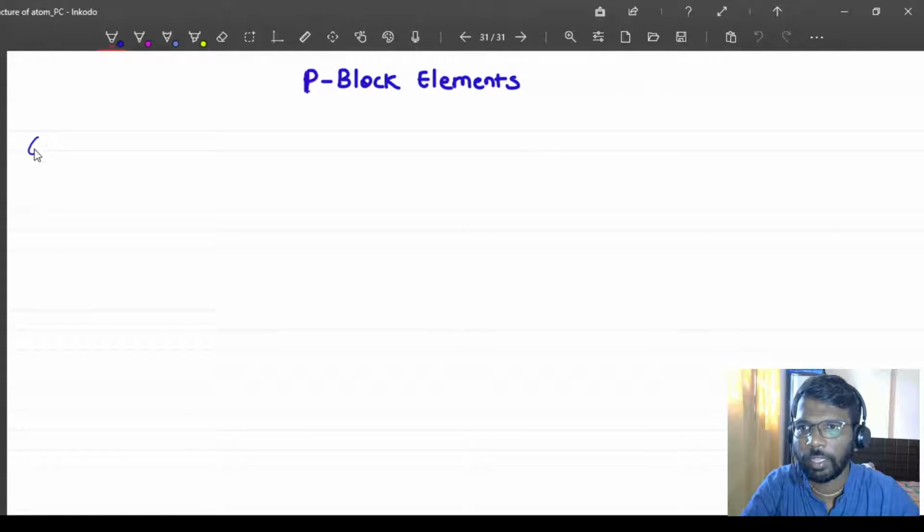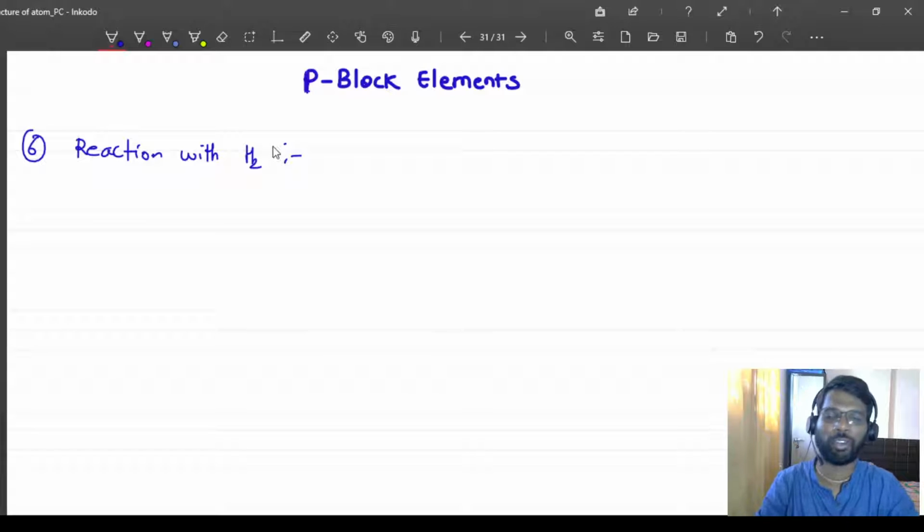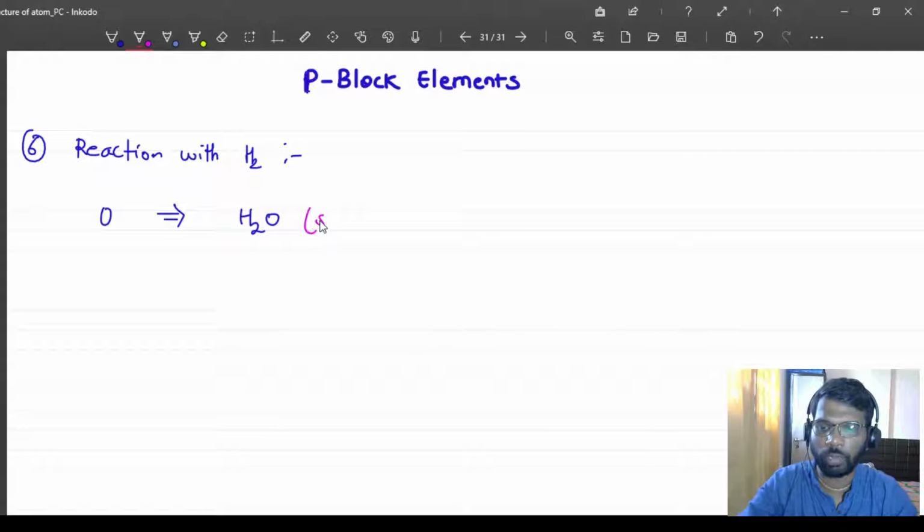So sixth, I will write reactions with H2. It means if these elements react with H2, then what will be the products? In short, we can say the hydrides of these elements. Very simple hydride: if I talk about oxygen, if it reacts with hydrogen, then it is going to give me H2O. And this is the simplest compound we should know. We know, right, that it is water.